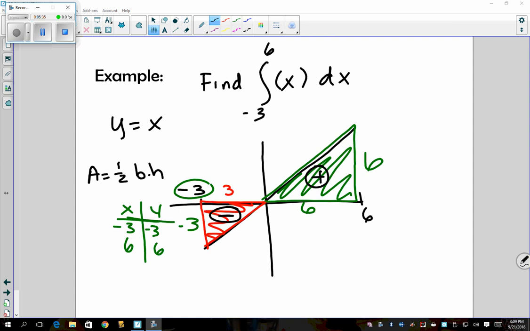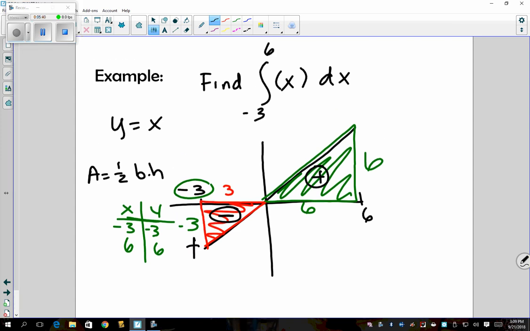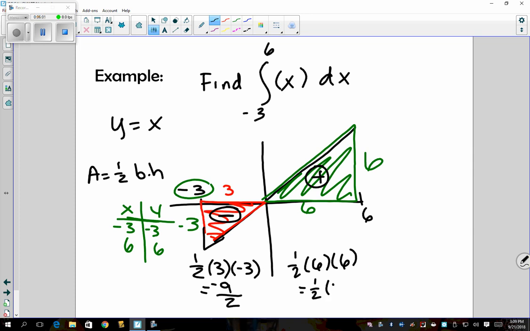So when I'm finding the area of the negative part, I'm going to just take 1/2 base times height. So I'm going to take 1/2 times 3 times -3, and I get -9/2. When I find the area of the second green triangle, 1/2 times 6 times 6 is 1/2 times 36, which is just 18.